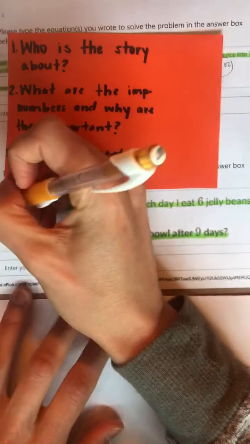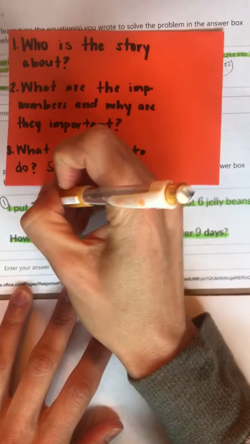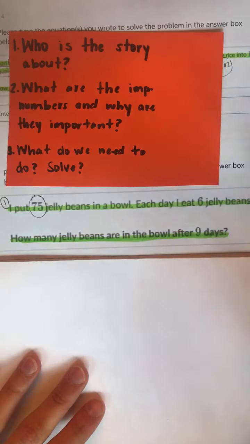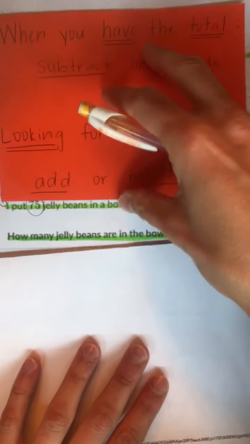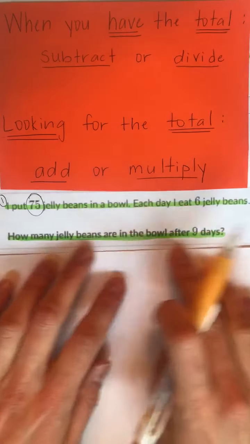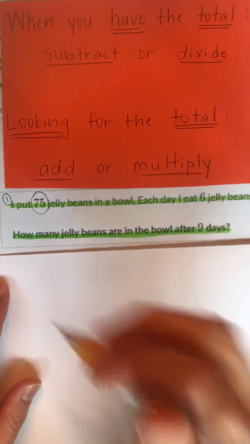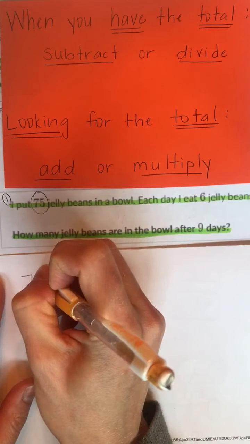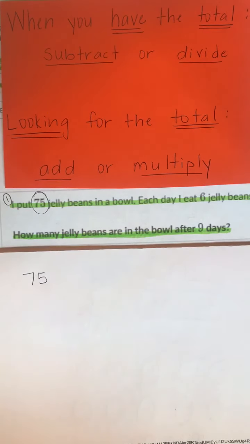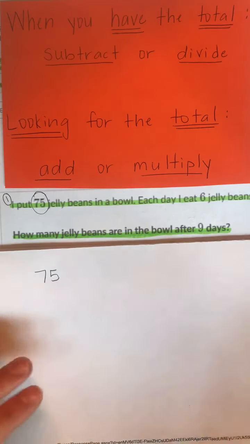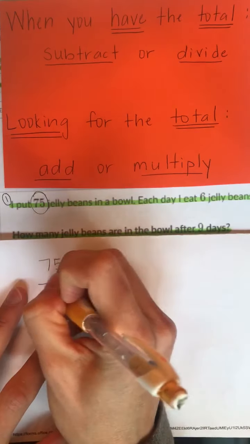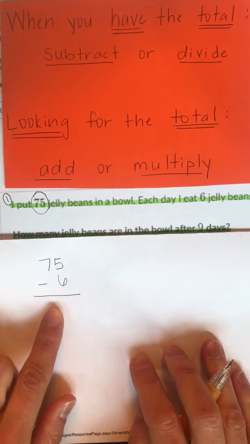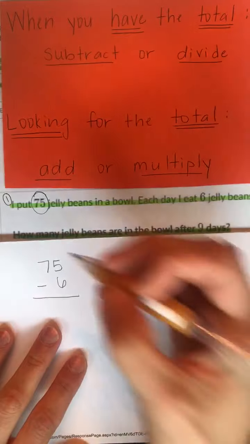So let's take a look at the first part. My first number that's important is 75 because that's my total number of jelly beans. So I should already be thinking, well, I have the total. It's 75. Each day I eat 6 jelly beans. Okay, well, I have 75 jelly beans. Okay, and each day I'm eating 6 jelly beans. So how can I show that I ate 6 jelly beans, that I'm taking 6 jelly beans away? Very good, I can subtract it. Okay, so I want you to pause your video and go ahead and do 75 minus 6.